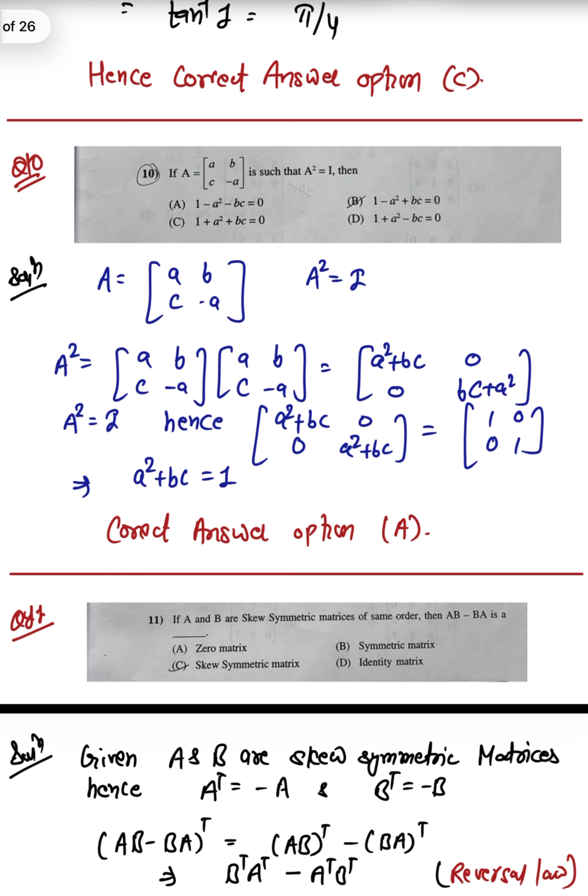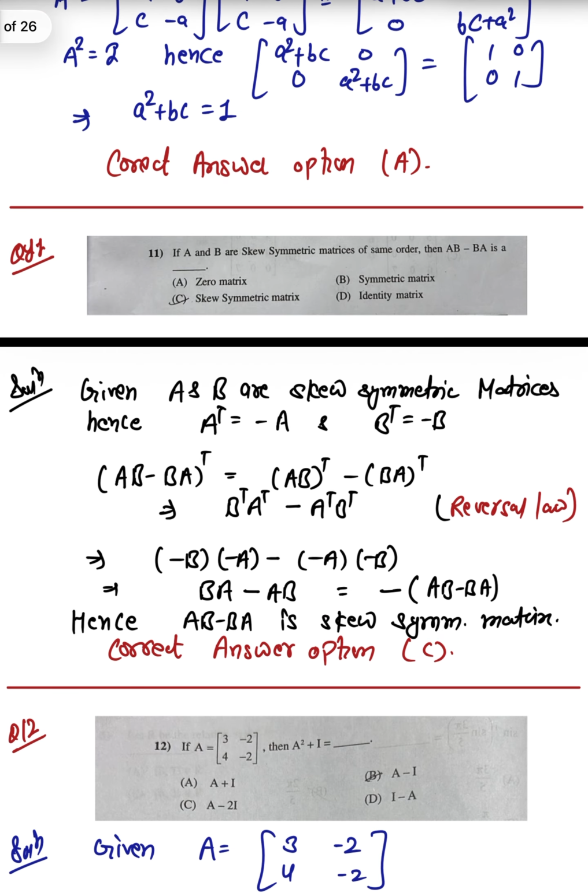Okay. In the 10th problem, A is given such that A square is I. So we'll find A square first. We'll get A square plus BC, 0, 0, BC plus A square. And it is given as a I. So this implies A square plus BC is 1. So we can see option A is correct, which is satisfying.